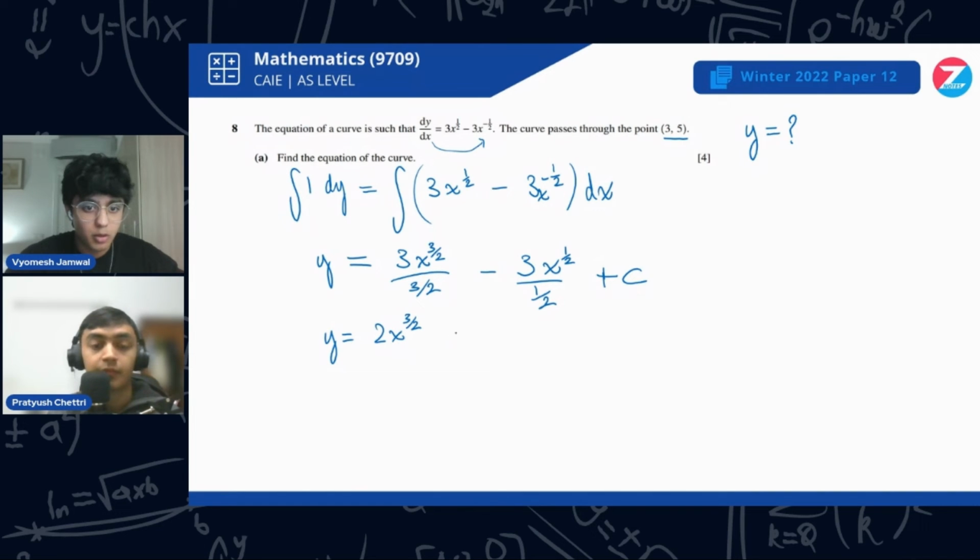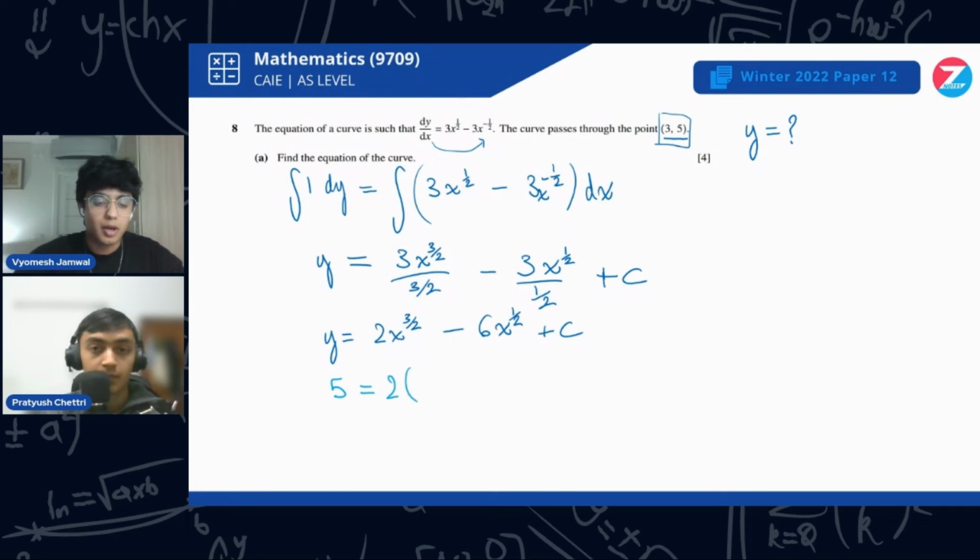2x to the power 3 upon 2 minus 6x to the power half plus c. Now we have been given a point, which is (3, 5). So we just put this into the equation to find the value of c. So it'll be 5 equals 2 times 3 to the power 3 upon 2. Let's substitute it all. Minus 6 times 3 to the power half plus c.